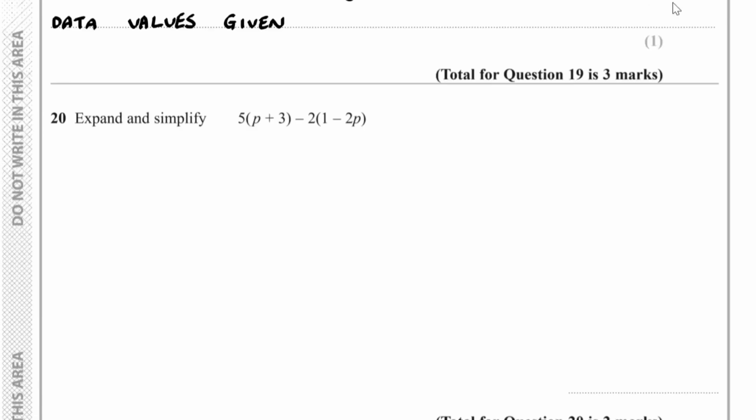Question number 20, we have to expand and simplify 5 multiplied by p plus 3, subtract 2 multiplied by 1 subtract 2p. 5 times p is 5p, 5 times 3 is 15, minus 2 times 1 is minus 2, minus 2 times minus 2p is positive 4p. So if we work out all of this, it turns out we would get 9p plus 13.